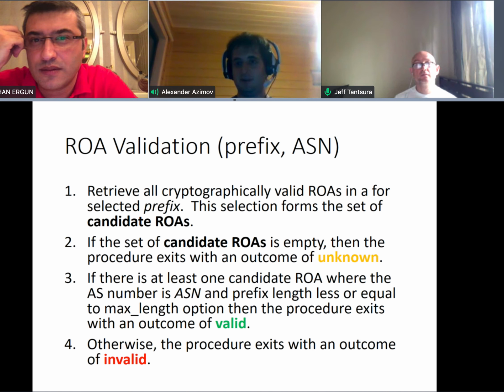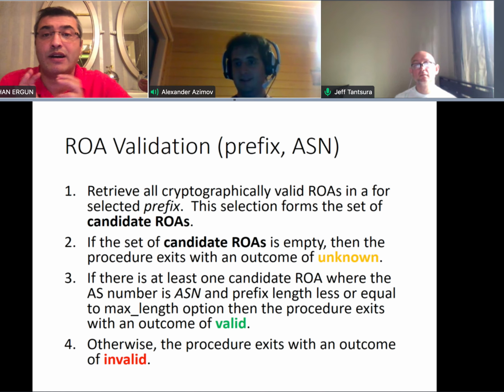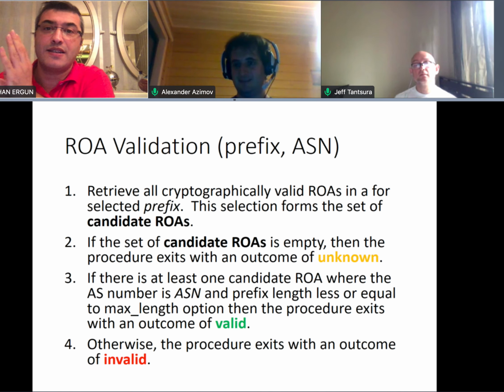Imagine that you have address space of /16, and you are sending your upstream provider the /16 prefix. But I am creating a ROA and I am saying /16 to /24 is mine. Yeah. This one is good.